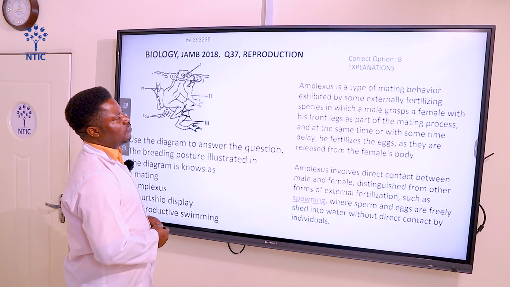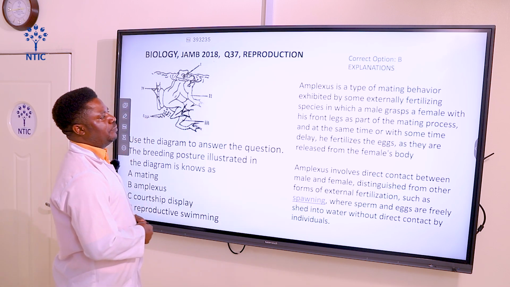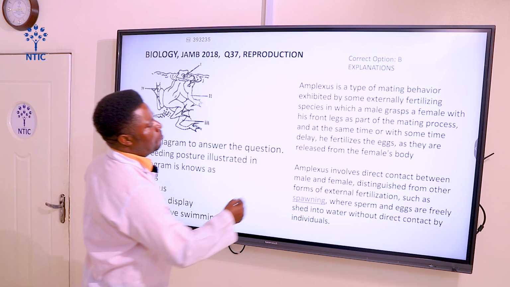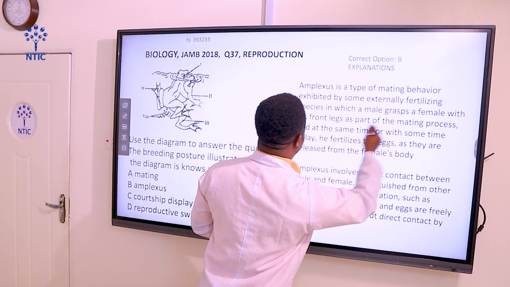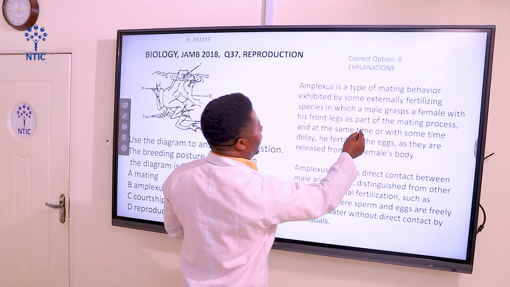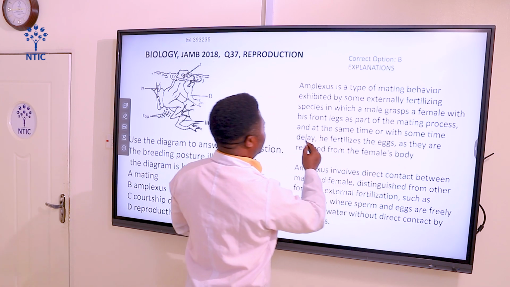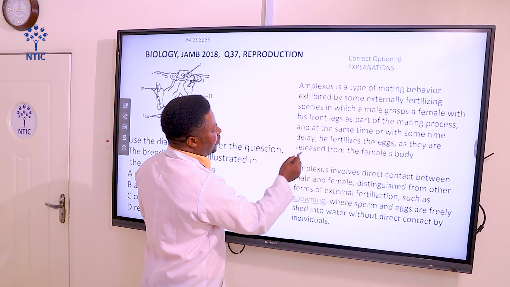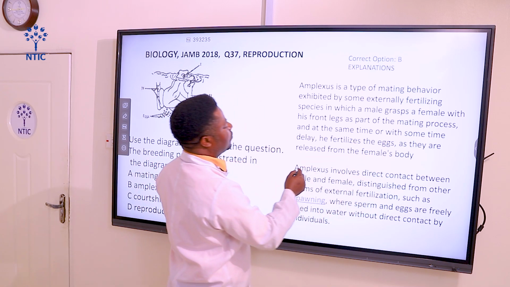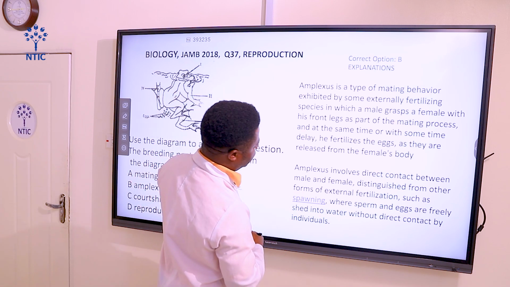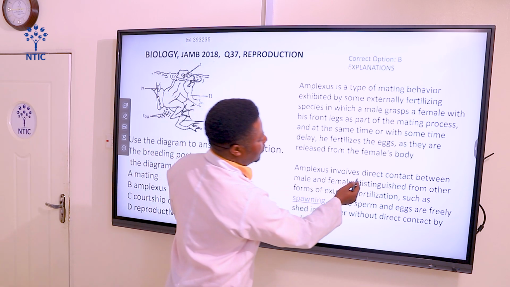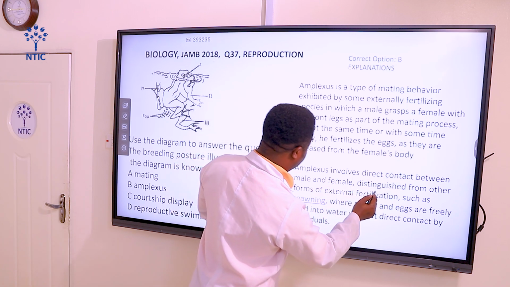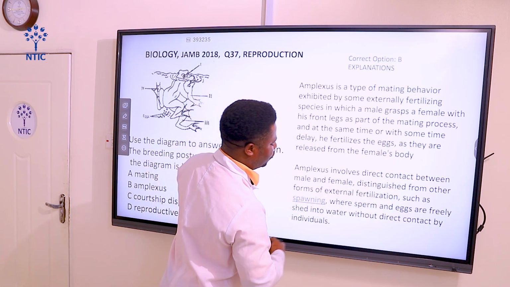Amplexus is a type of mating behavior exhibited by some externally fertilizing species in which a male grabs a female with his front legs as part of the mating process, and at the same time or with some time delay, he fertilizes the eggs as they are released from the body of the female. Amplexus involves direct contact between the male and the female, distinguished from other forms of external fertilization, such as what?